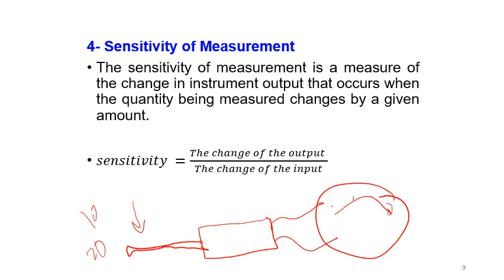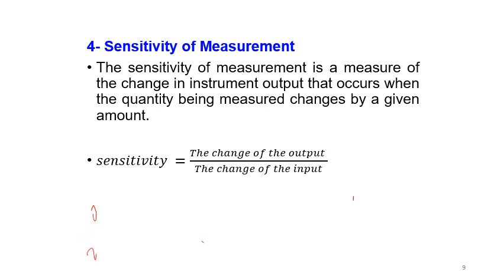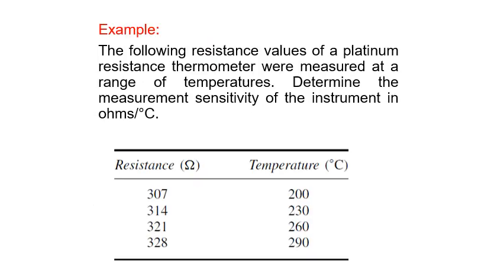So here is the idea of sensitivity: how sensitive the device is to the change of the input. If I want to put it mathematically, sensitivity is the change of the output over the change of the input. In my earlier example, my output is the reading and my input is the temperature. Let us see a mathematical example. Hopefully it will make us more clear about sensitivity.